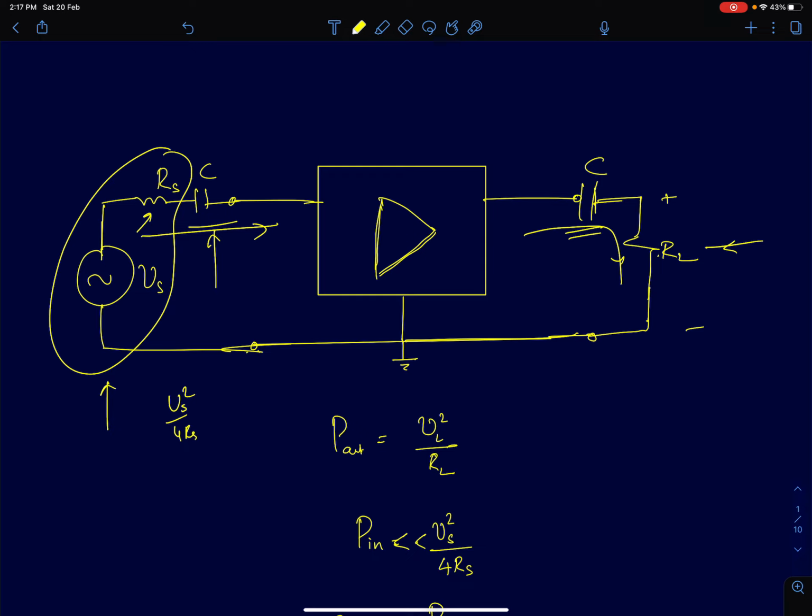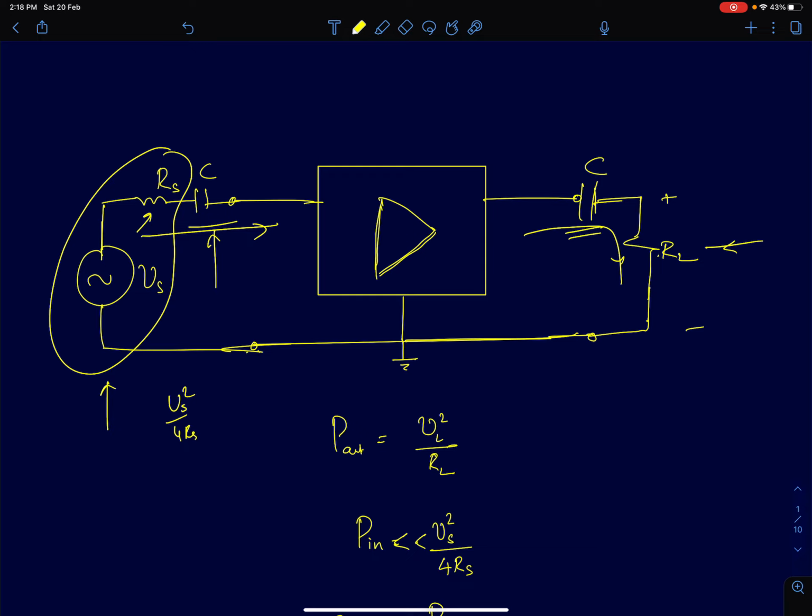So I've given you an example. If you take a microphone signal which has to drive a loudspeaker, then it cannot directly drive. A microphone will generate power in the order of milli or microwatts. So therefore it cannot directly drive a loudspeaker which will require power in the order of watts.